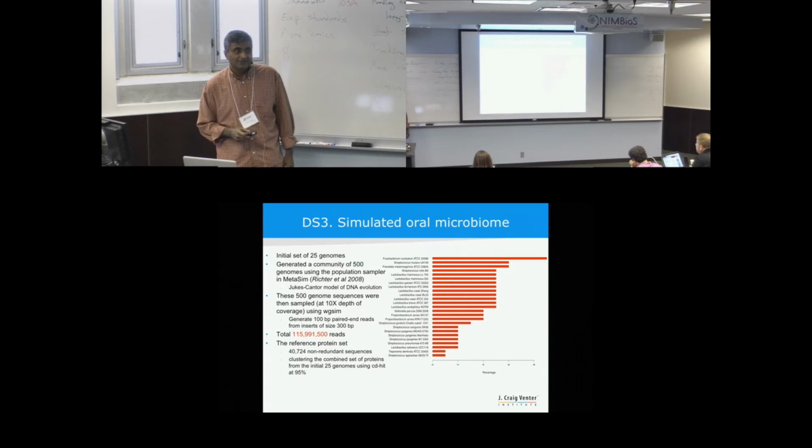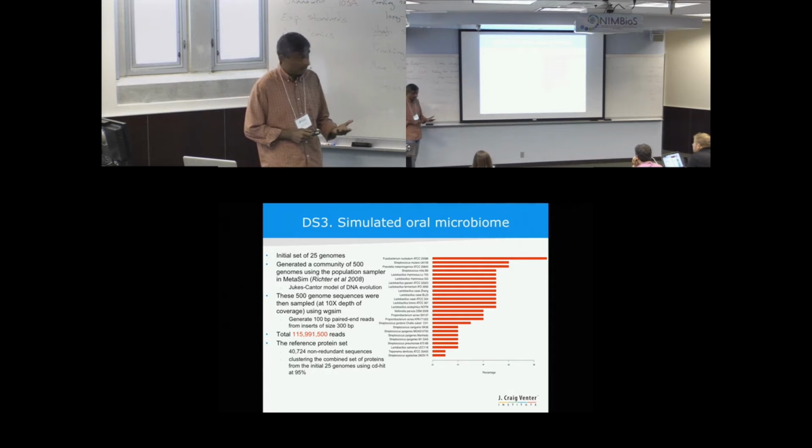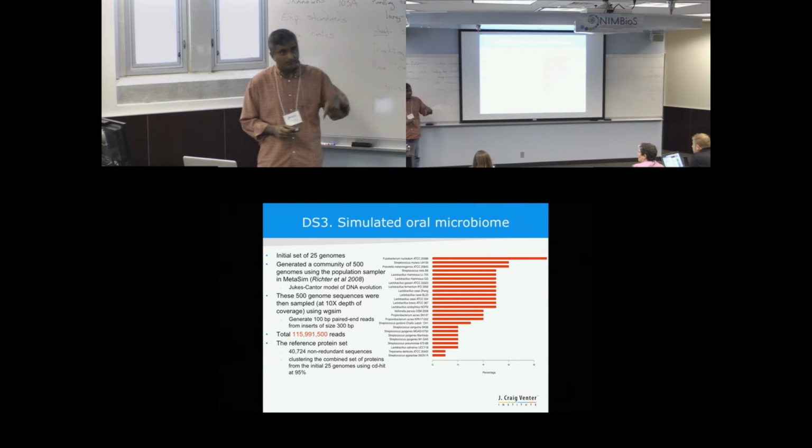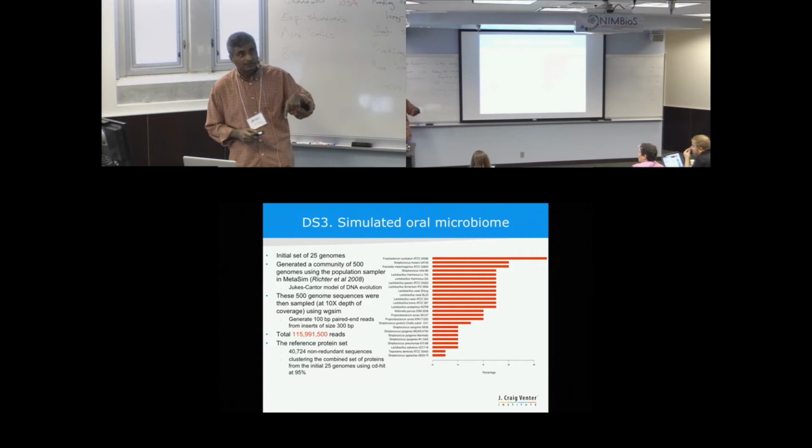But I think that there is quite a bit of open room to play in that area as well, to generate the right kind of simulators that can model the microbial community the right way. That is strain variations, genomic rearrangements, taking into account evolution as well.